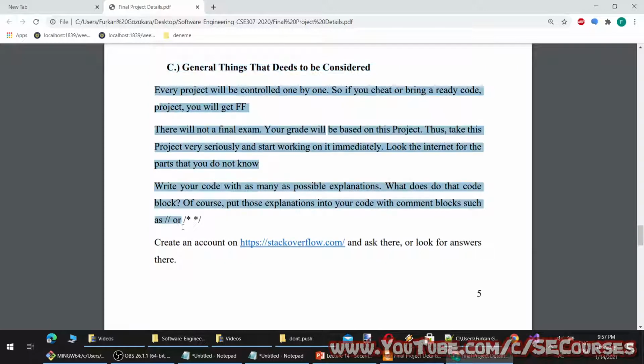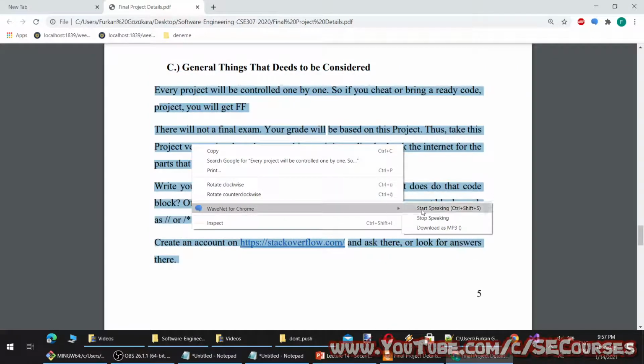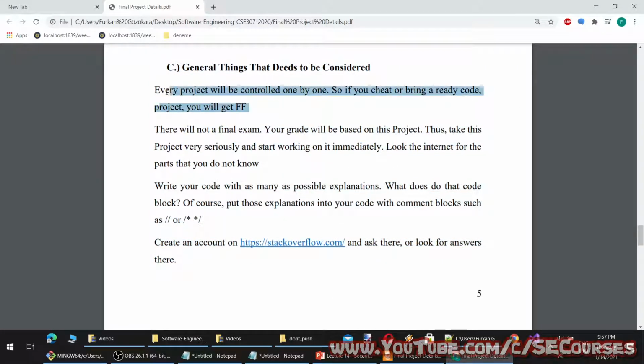C. General things that need to be considered. Every project will be controlled one by one. So if you cheat or bring a ready code project, you will get FF. There will not be a final exam. Your grade will be based on this project. Thus, take this project very seriously and start working on it immediately.